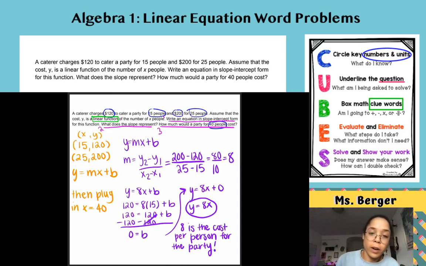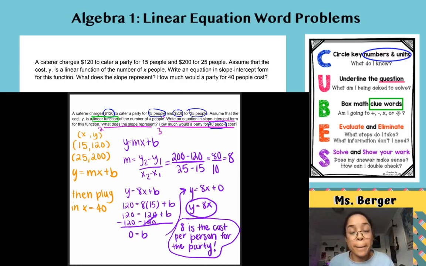And now we want to know, how much would a party for 40 people cost? Well, we find that out by, people is x, right? We said then plug in x for 40. So let's go ahead and do that. Let's plug in 40 for x. And when we do that, we just get 320. So we know that it's going to cost $320 for 40 people at the party because it costs $8 per person. So we have successfully, again, used cubes to solve another word problem.